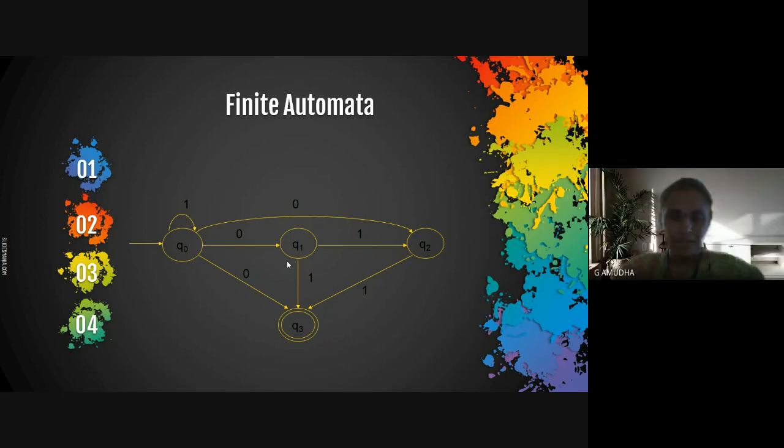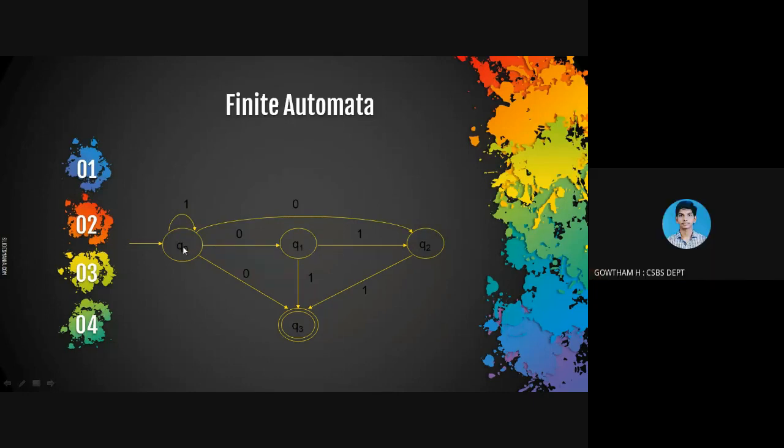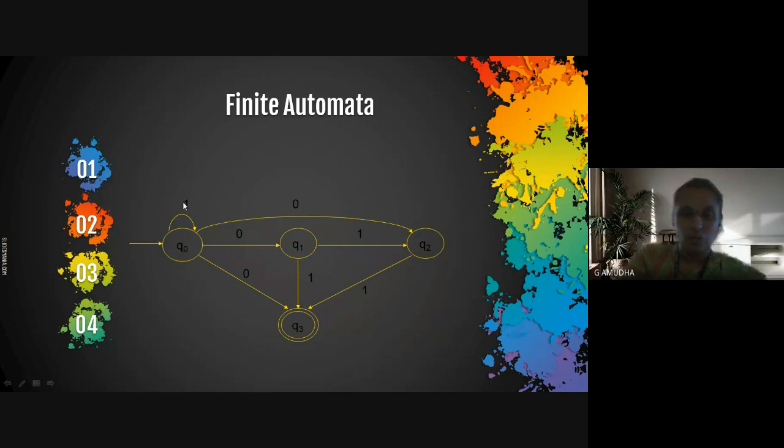1011, ma'am. 1011 is accepted. Q naught, Q1, Q2, Q3. Okay, 1011, that is also acceptable. 10 is also acceptable. 0 is also acceptable. 01 is also acceptable. So all these are the possible cases in this finite automata.